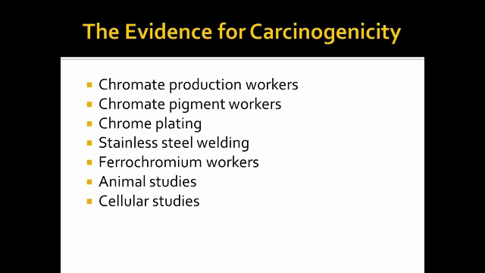The evidence for hexchrome being a carcinogen comes from these following groups of workers, as well as animal and cellular studies. Again, from a foundry situation, it's the stainless steel welding type of situations that do show some of the studies show some evidence of it. However, even in those studies, there are other carcinogens that might be present in welding situations. So the strongest evidence for hexchrome being a carcinogen comes out of the chromate production and chromate pigment workers studies.